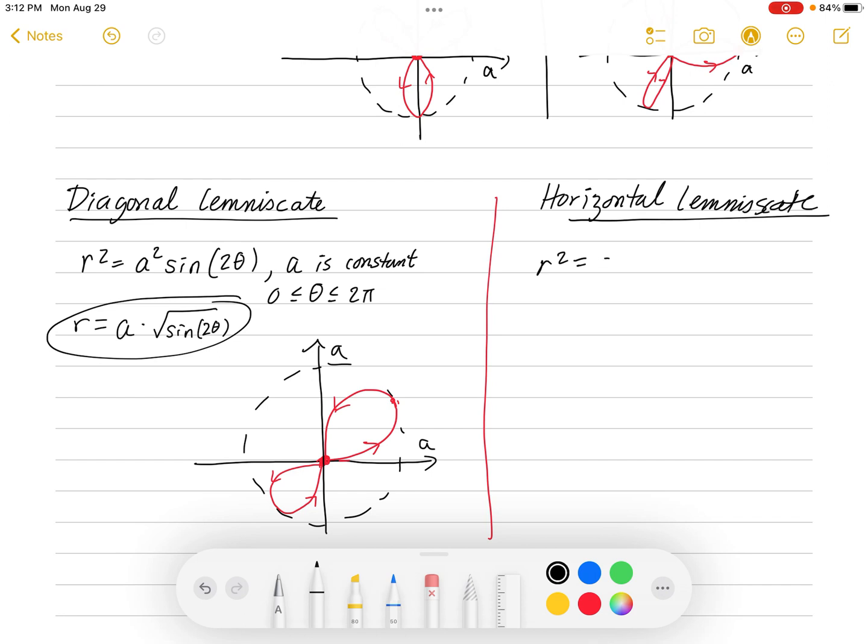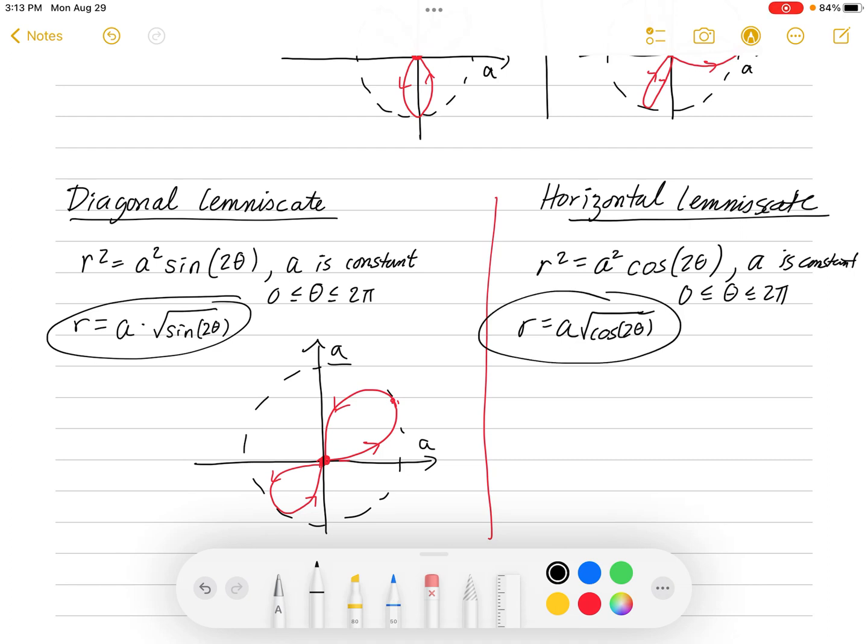That'll be of the form r squared equals a squared cosine of 2 theta. Here a is a constant. The angle theta is going to be between 0 and 2 pi. Or you can rewrite this as r equals a square root of cosine 2 theta. You'll see it that way.